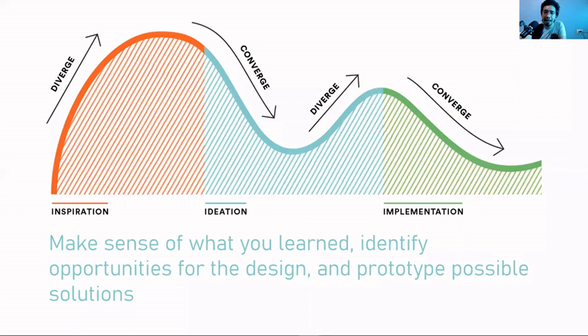Next is ideation. So for ideation, as you can see here, from divergent, it is converging, then divergent again. So ideation makes sense of what you learned and identifies opportunities for the design and prototype possible solutions. So if you have an opportunity for design, these are some questions that you can think of. How do you interpret what you've learned? How do you turn your insights into tangible ideas? And how do you make a prototype?